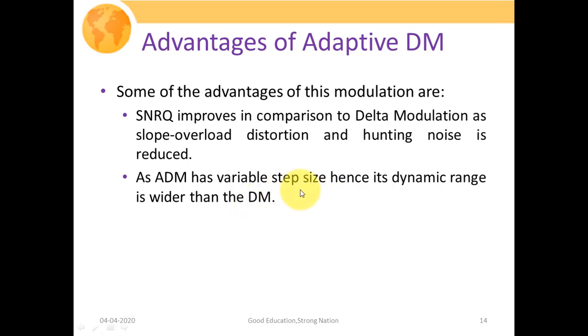Obviously if the step size is variable, then high variations are easily approximated with the help of adaptive delta modulation in comparison to delta modulation. So we can say that it has high dynamic range in comparison to delta modulation. Or in easier words, we could say that we could map signals which have high variations with the help of adaptive delta modulation in comparison to delta modulation.